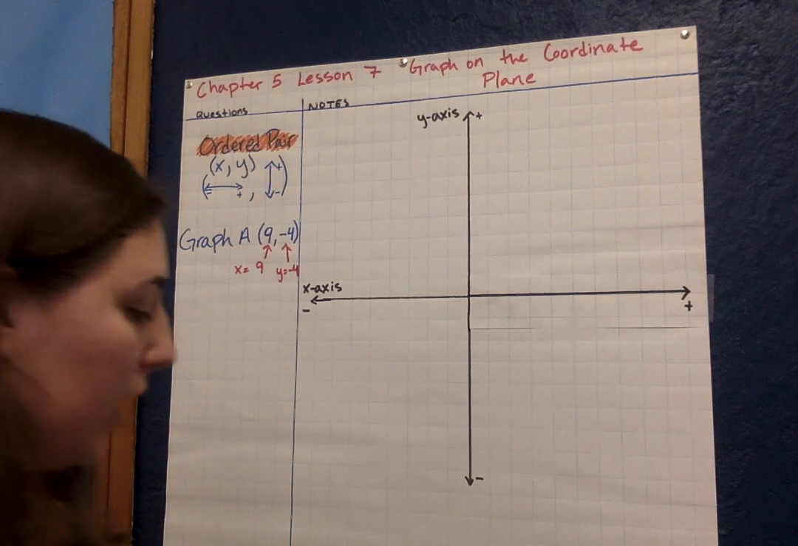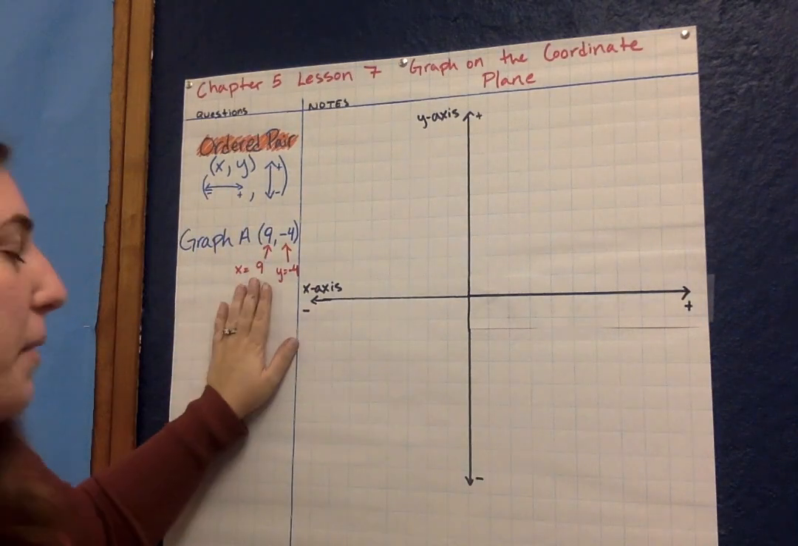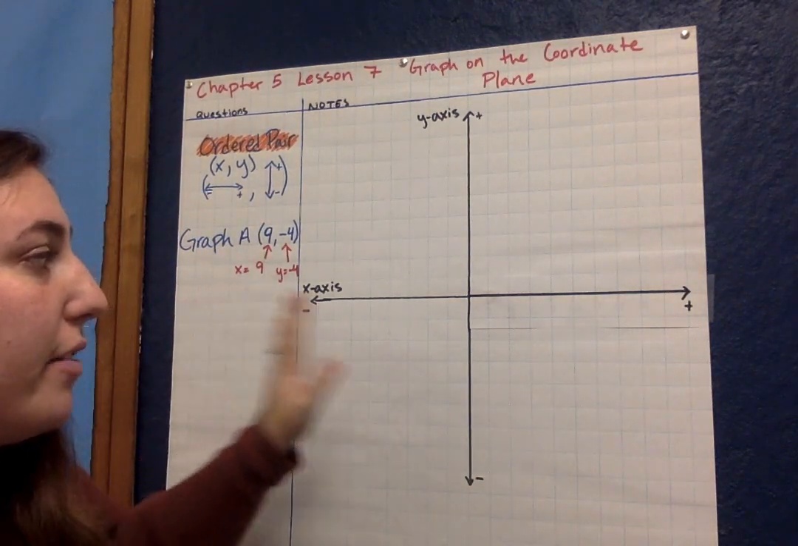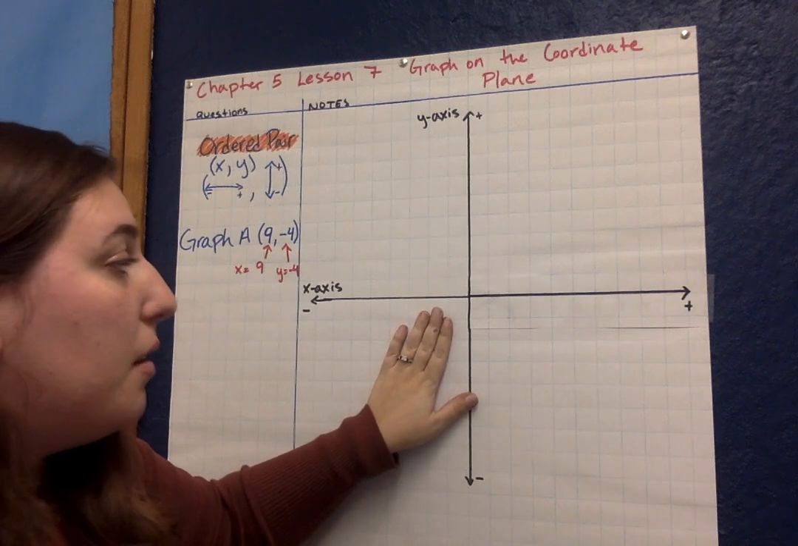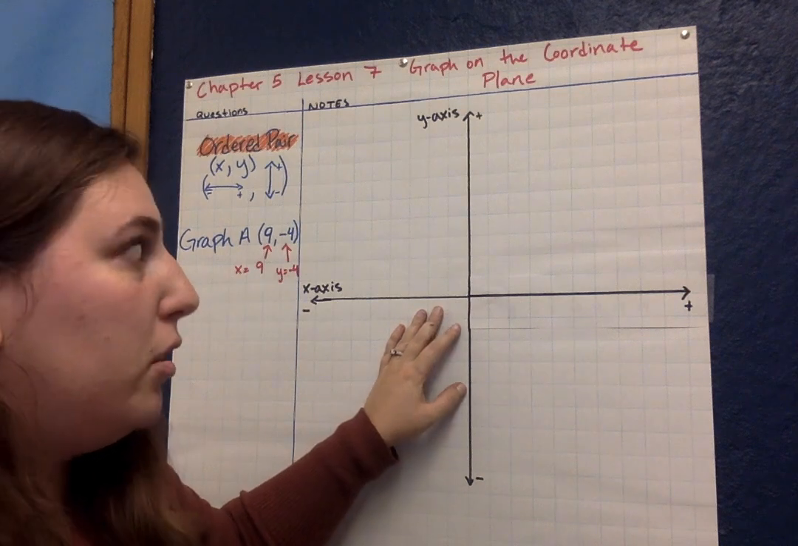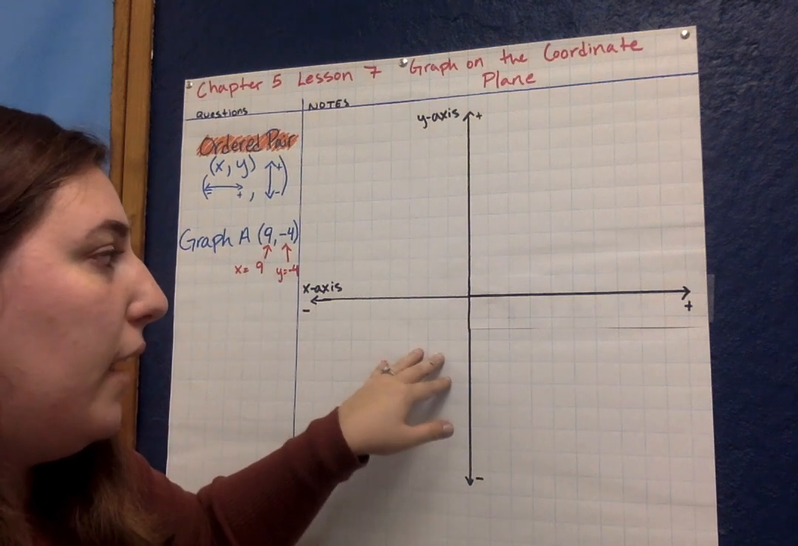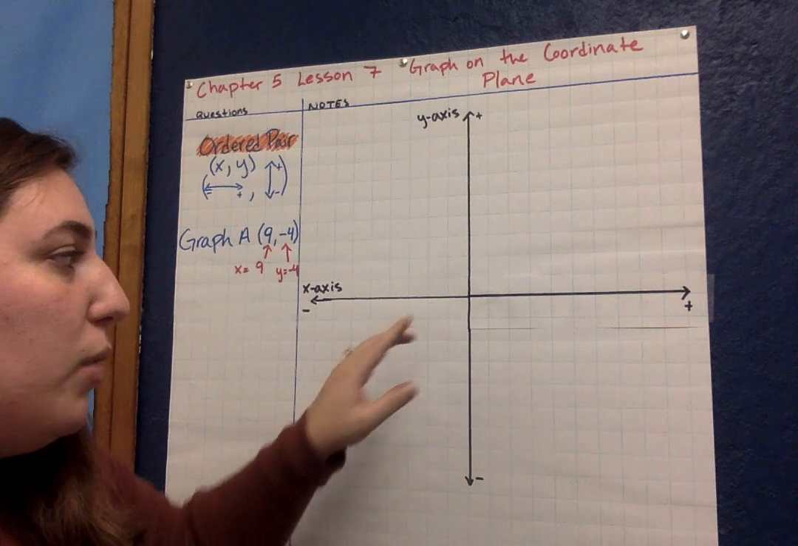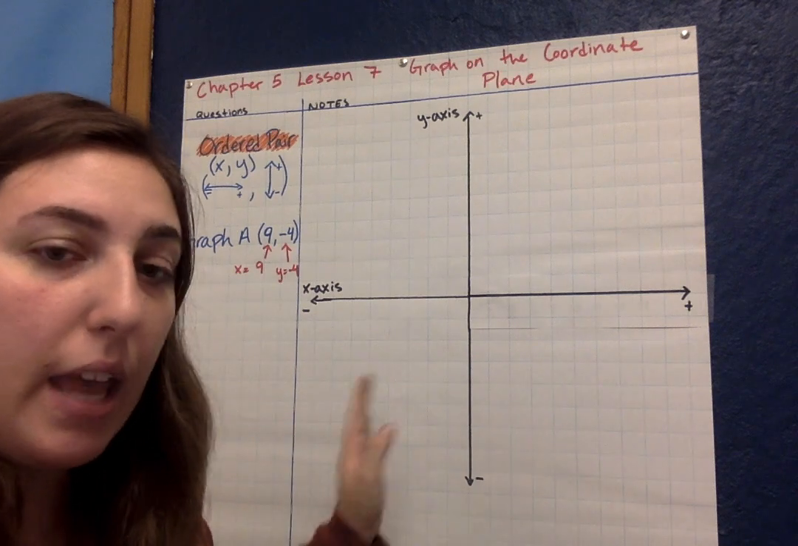and our y coordinate is negative 4. Okay, and before we get started on graphing, we actually have to put values, integers, or rational numbers on our coordinate plane. So in class, we've tried a few different ways of how to count on the number line.